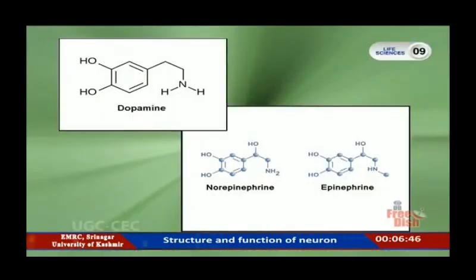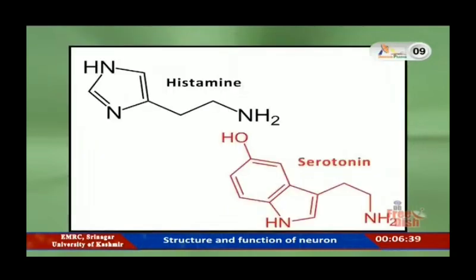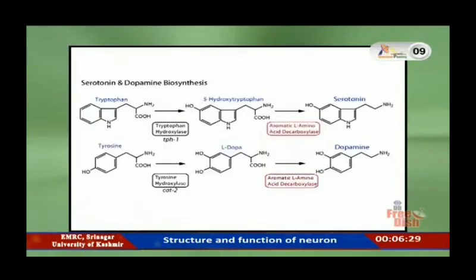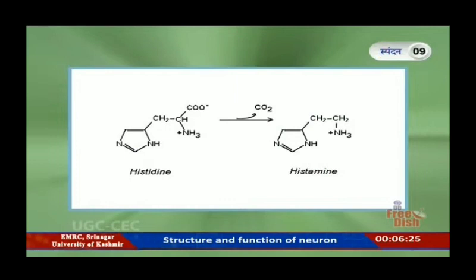Now let us discuss biogenic amines as neurotransmitters. Biogenic amines include the catecholamines such as dopamine, norepinephrine, and epinephrine, as well as indoleamines such as serotonin and histamine. Dopamine and norepinephrine are synthesized from the amino acid tyrosine. Serotonin is synthesized from tryptophan. Histamine is synthesized from the amino acid histidine.